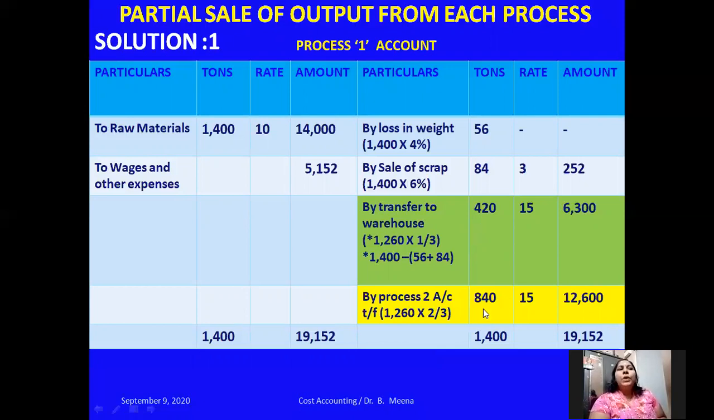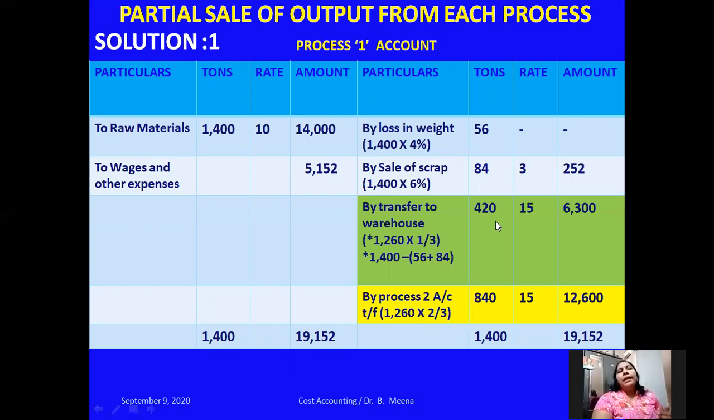Means how much I transfer to process 2 is 840. I mean 1260 into 2 by 3, 840 tons. I think you are able to understand. So that is how I got the tons column for transfer to warehouse and transfer to the next process as input. So far I have calculated the tons.